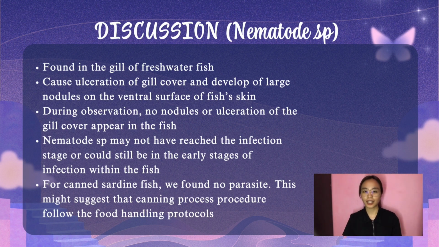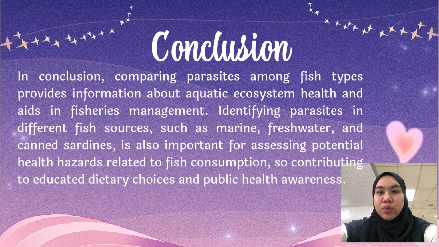And for canned sardine fish, we found no parasite, and this might suggest that the canning process proceeded to follow the food handling protocol. So in conclusion, comparing parasites among fish types provides information about aquatic ecosystem health and aids in fisheries management.